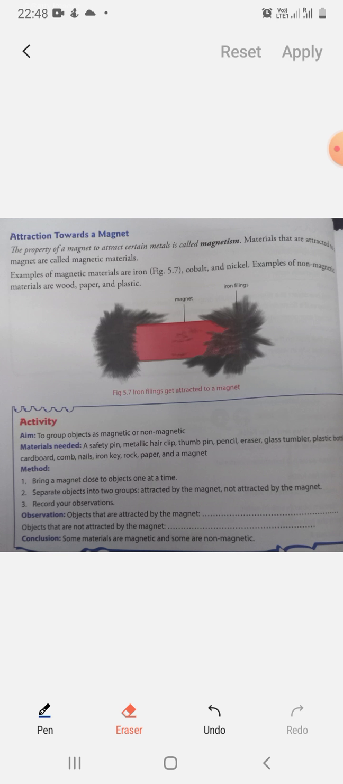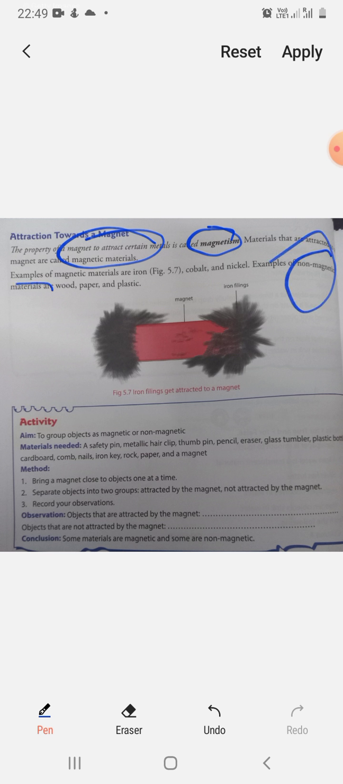So basically the property of a magnet by which it attracts a metal is known as magnetism. So magnetism is the property of a magnet by which a magnet attracts certain metals. Certain materials which are attracted toward a magnet are known as magnetic materials, and the materials that are not attracted toward a magnet are known as non-magnetic materials.